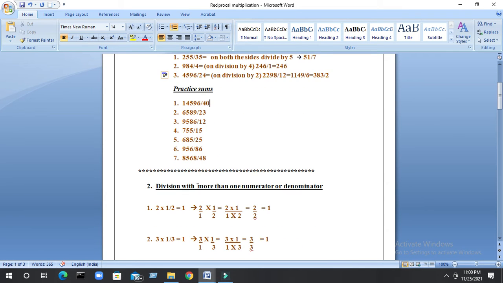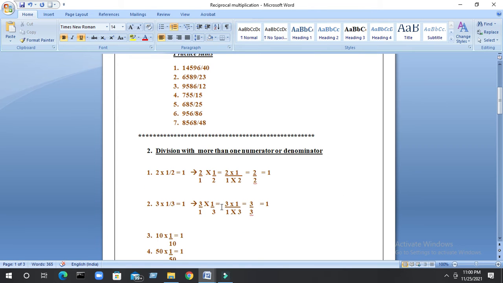Next is division with more than one numerator or denominator. So here I will directly take you to the examples. Here I've got 2 into 1 by 2. Here you should not term this as 2 and a half. It is 2 into 1 by 2. So what I did is, I have taken 2 as 2 by 1. I hope you will agree with me. Into 1 as 1 by 2.